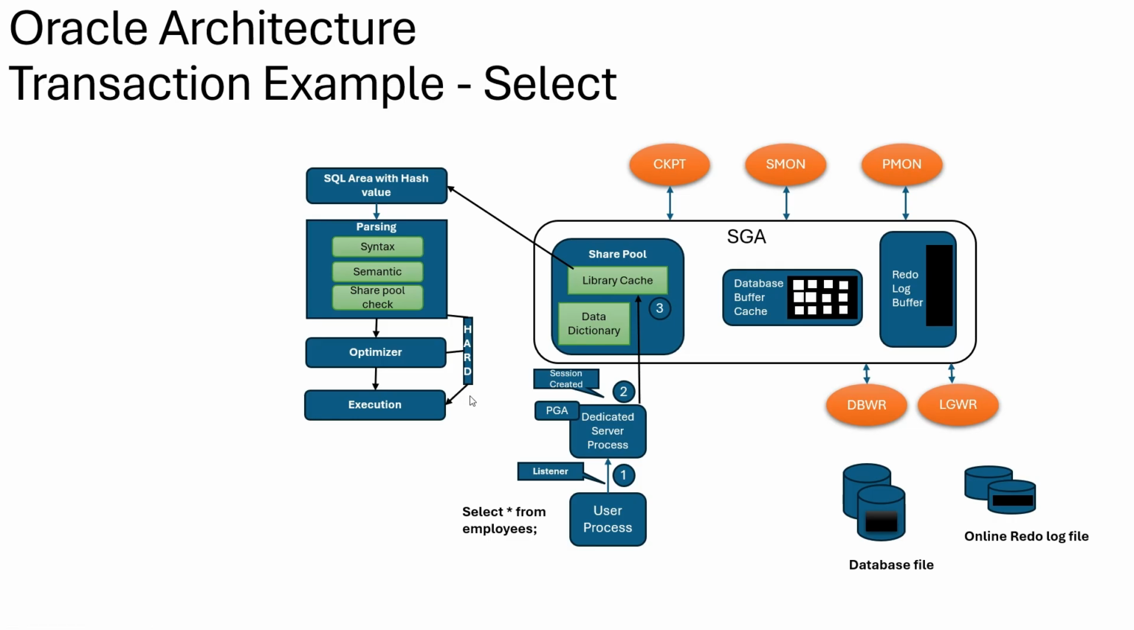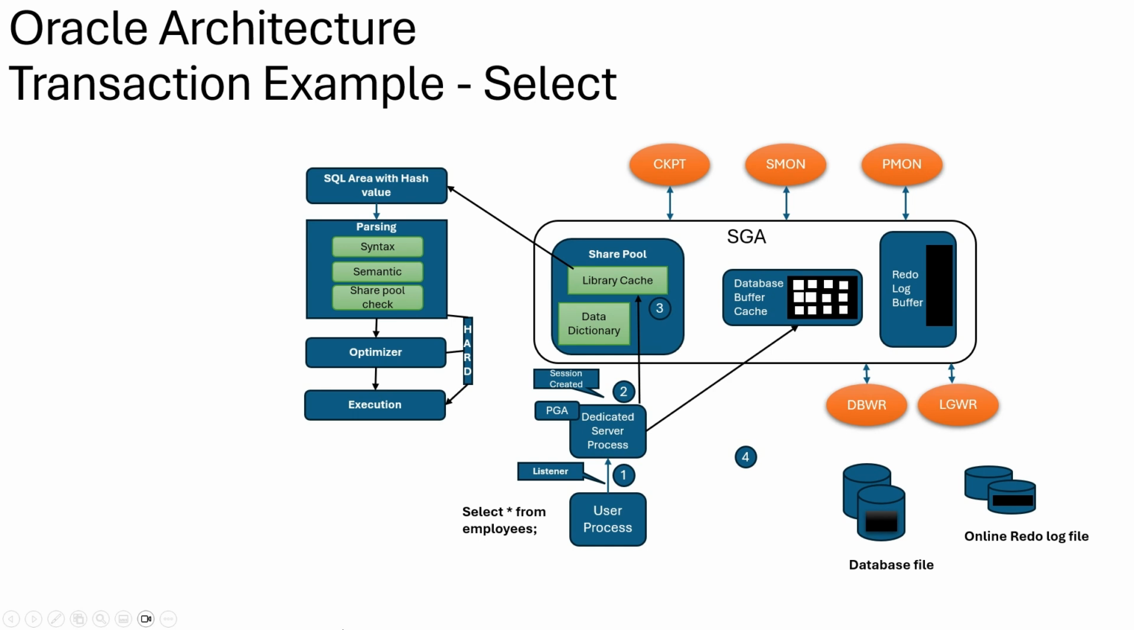Then it moves to the execution. The server process will go to the database buffer cache during the execution and checks whether the data required by the query is already available or not in the cache. Whenever you fire a query, the server process will first check the database buffer cache. If it is available, it is easy, right? Get it from the memory itself. It will reduce the IO on the disk if it is available in the memory.